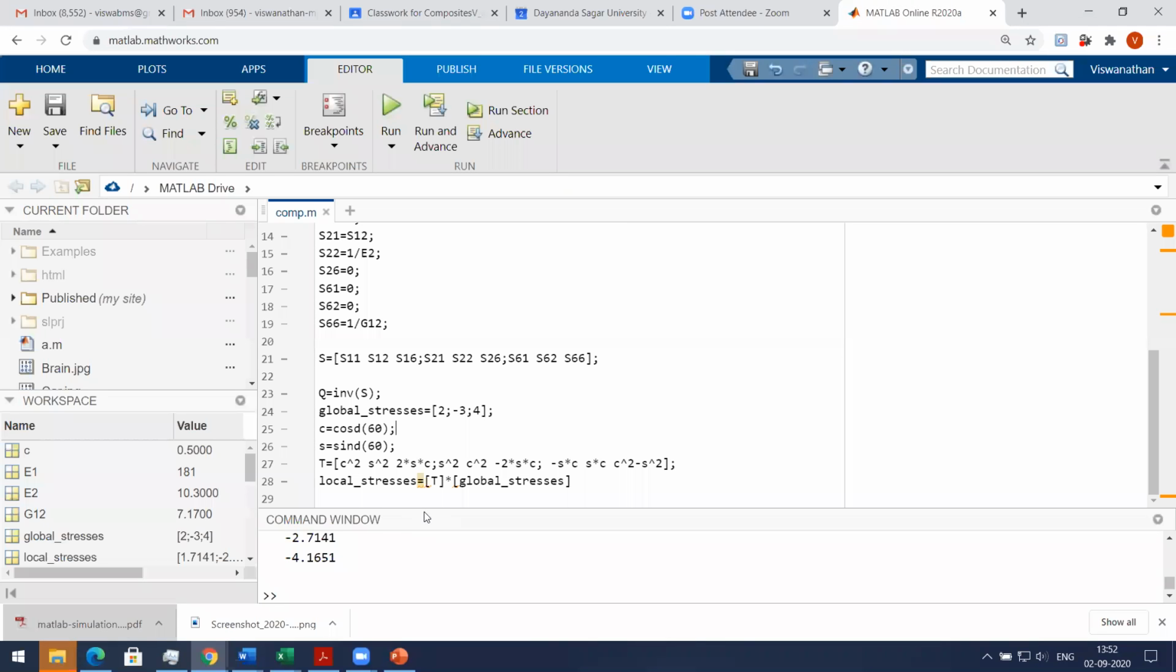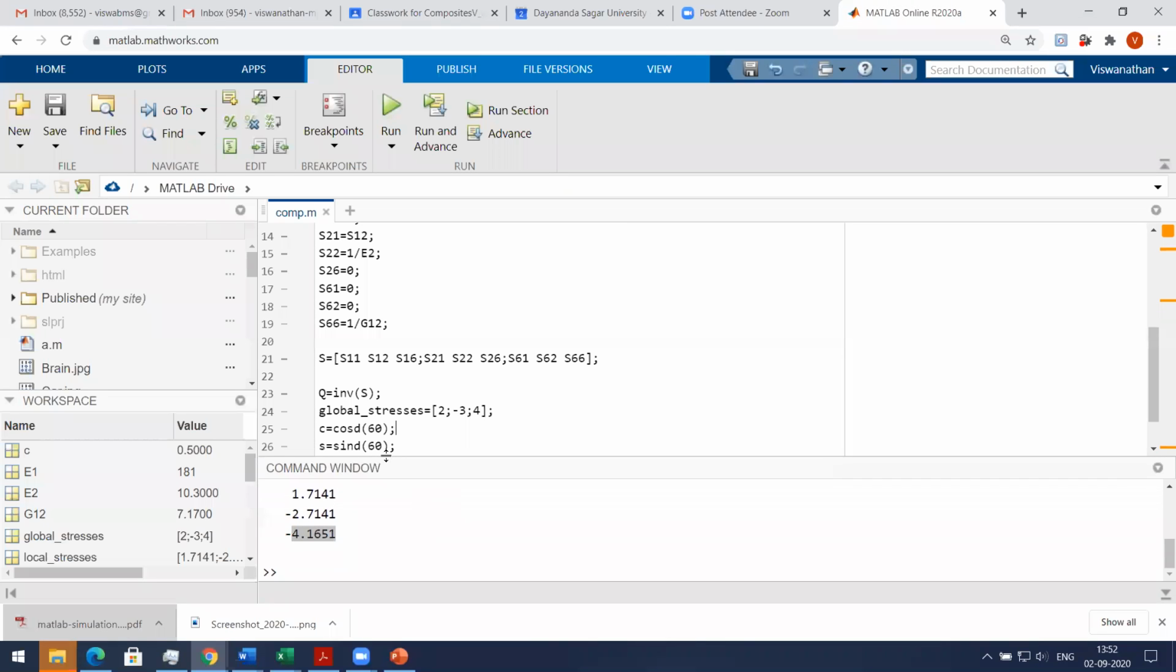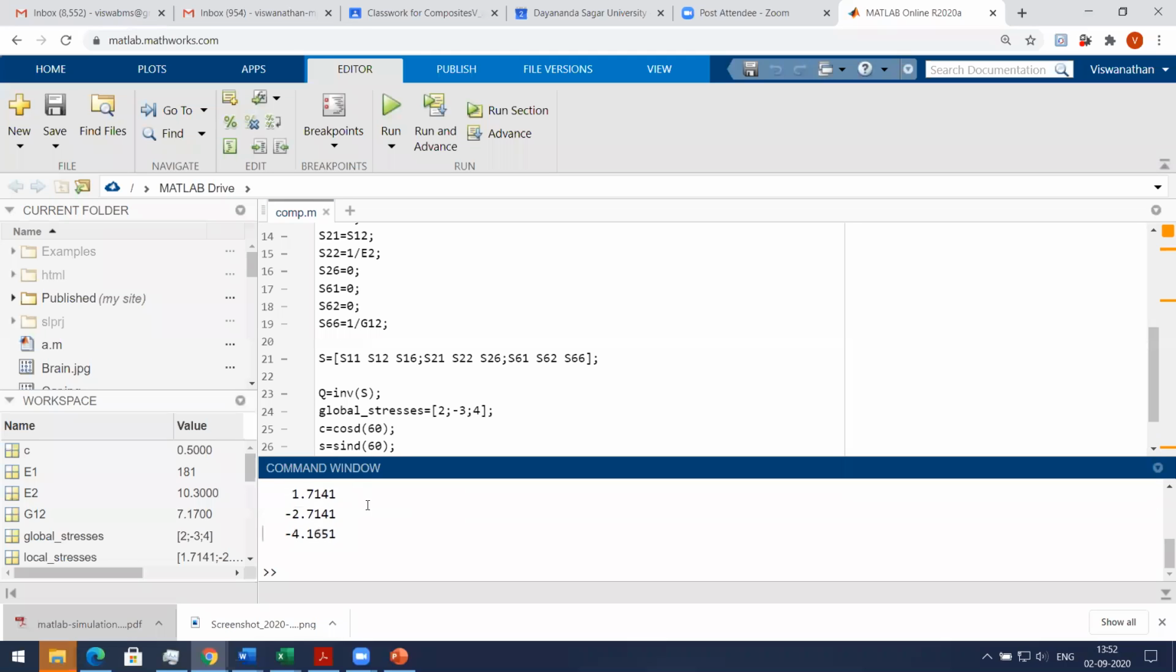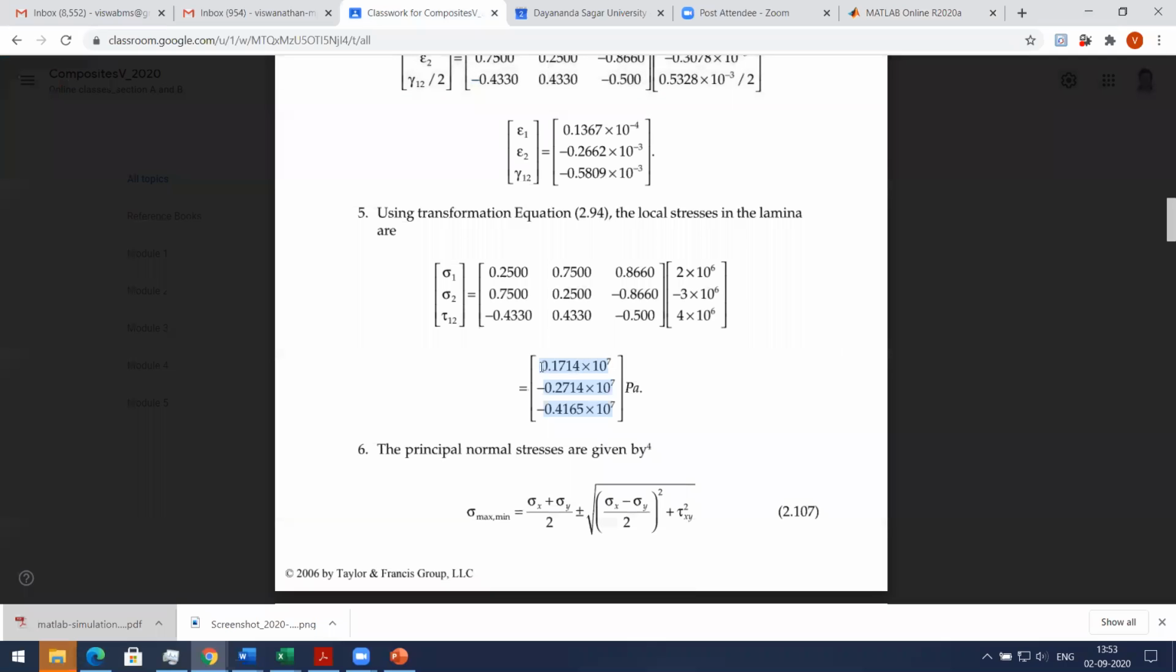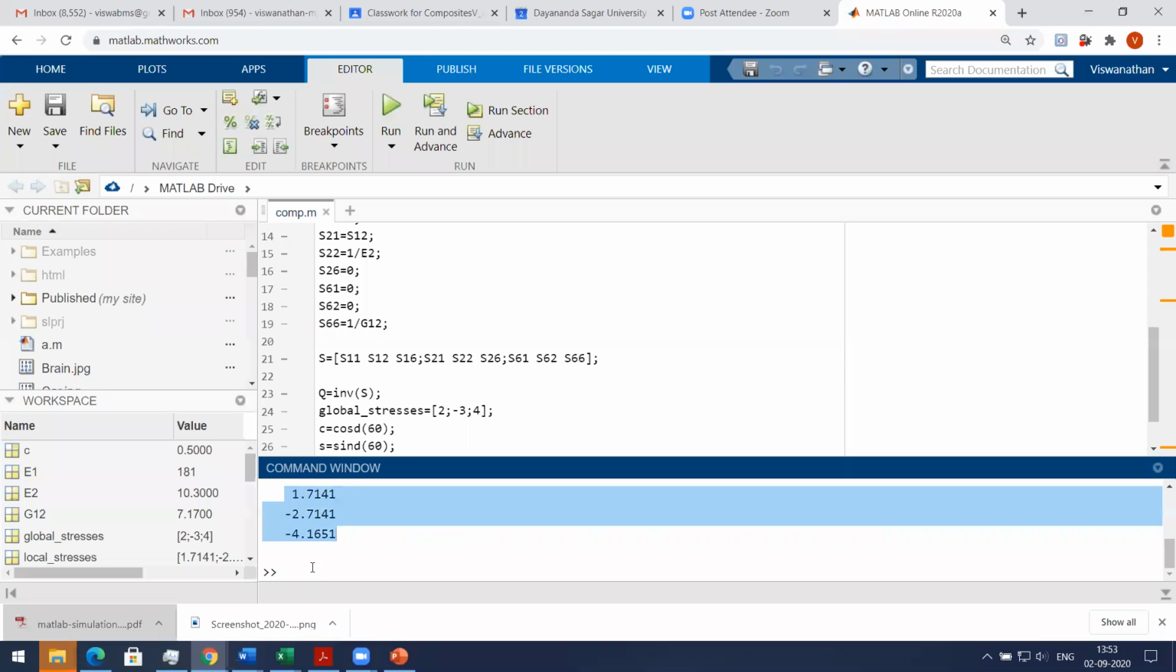If you see here, the units are changed, that's all. But these are in MPa. Here it is 1.7141; there it is 0.171 into 10 power 7. MPa means 10 power 6, so that's why it is 1.71. And then minus 2.7 MPa, minus 4.16 MPa.